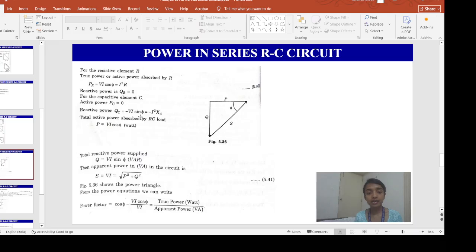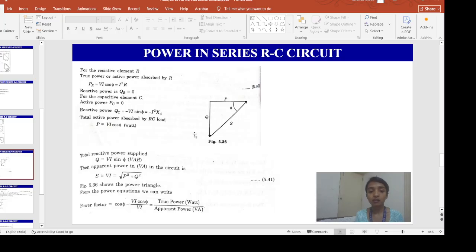Because in an inductive circuit the reactive power is positive, but in a capacitive circuit the reactive power is negative, that is why minus. We can also write it as minus I square XC, similar to I square R. So the total active power consumed is VI cos phi, offered by the resistive element, which is in watt or kilowatt, and the total reactive power is consumed by the capacitive element, which is mod VI sin phi, in volt ampere reactive.